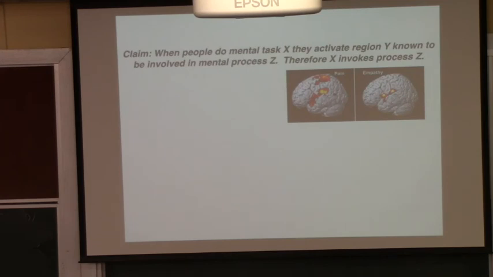make sense? Another claim that is often made is that when people do mental task X, they activate region Y, which is known to be involved in the mental process Z. Therefore, X invokes process Z. All right, so that's a very complicated way of saying something that you see here. So an example that's commonly given is watching someone else in pain activates brain regions known to be involved in experiencing pain. So empathy is feeling another person's pain.